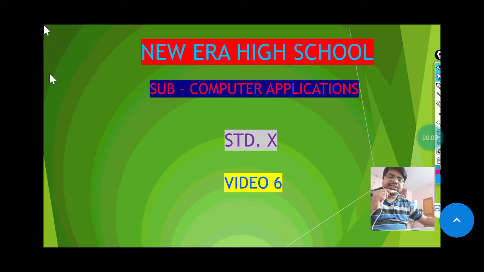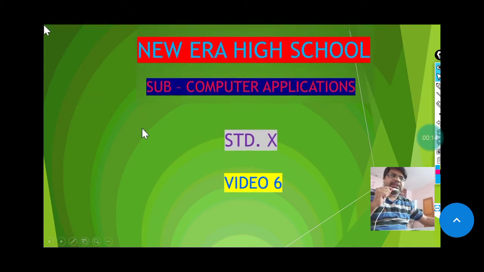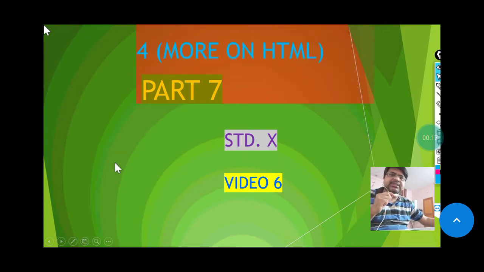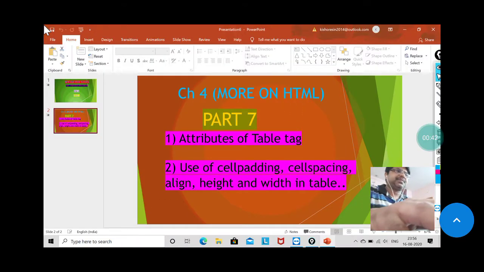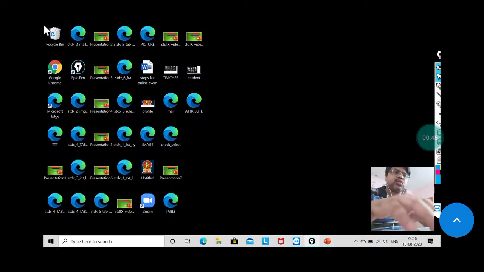This is my sixth video after class test 2. In this video, I will discuss attributes of table tag. Already few attributes I explained before this video. Rest attributes I am going to explain in this video, that are cell padding, cell spacing, align, height and width. One by one I am going to explain, my dear. So first of all, I will go to the notepad.